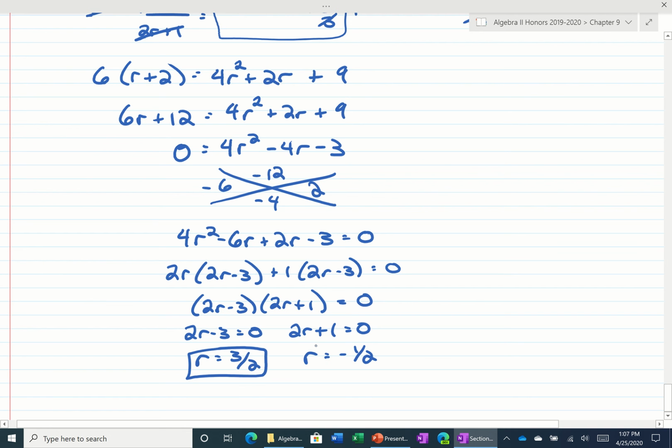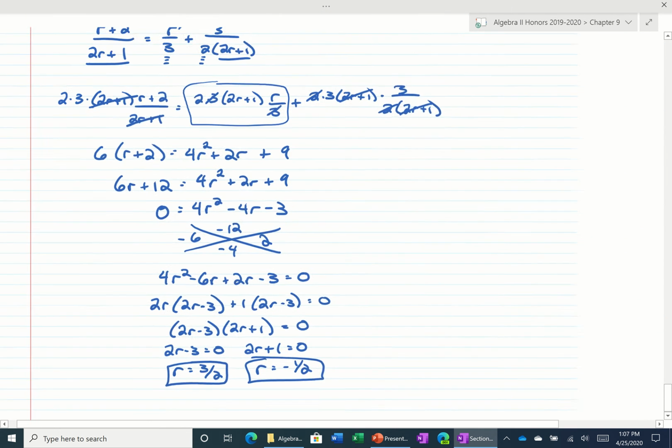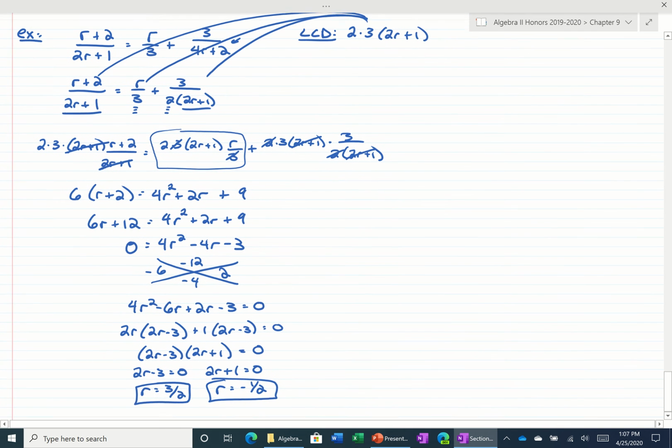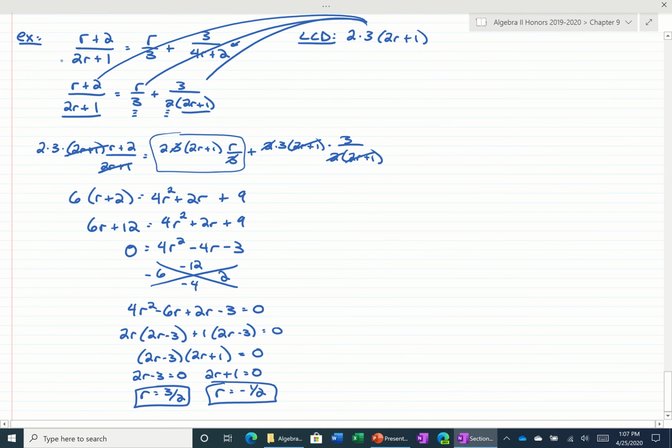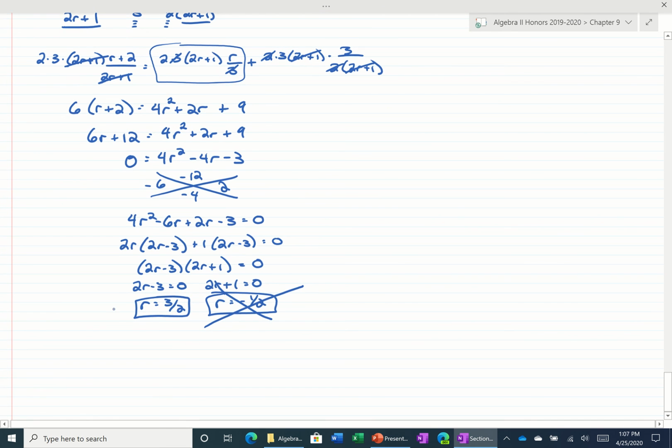So remember, with rational equations, we should always check our answers with the originals to make sure that none of the denominators equal 0. And it looks like this would be 0 if r was -1/2, so that can't be one of the answers. And it looks like 3/2 would be our only answer.